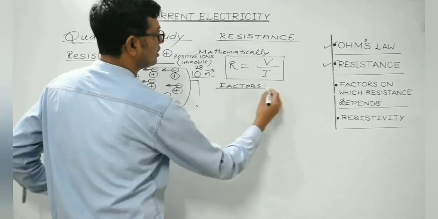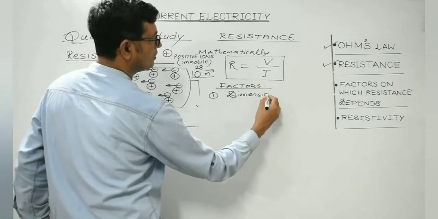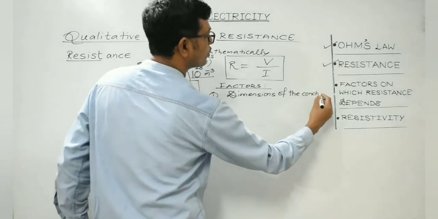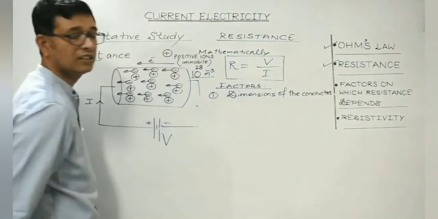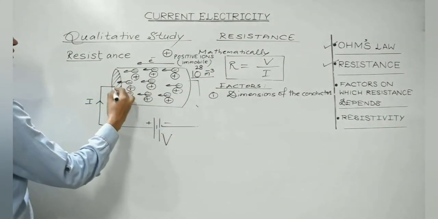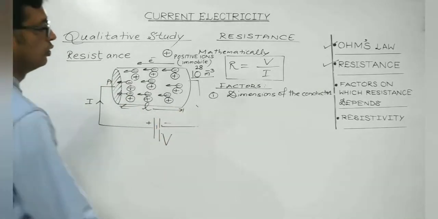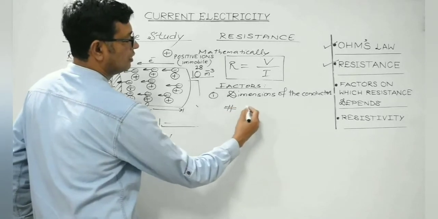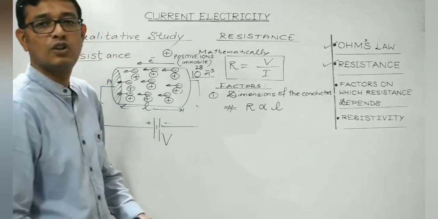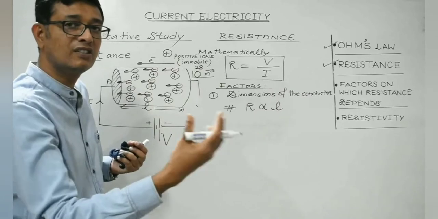Factors on which resistance depends. First, it depends upon the dimensions of the conductor. Dimensions means I am talking about the cross-section area and the length. This is the cross-section area and this is the length. First and foremost, resistance is directly proportional to the length of the conductor. The more the length of the conductor, the greater will be the resistance offered by it.